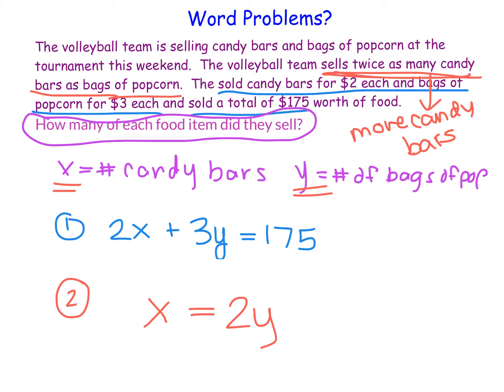Now at this point, you could use substitution, elimination, or graphing. It doesn't matter which. You use whatever strategy you think best fits the situation. And if you solve this system for these variable values, you will eventually come up with an answer for x and for y that give you the combination of candy bars and popcorn that will result in $175 sold, but then also result in there being twice as many candy bars as bags of popcorn.